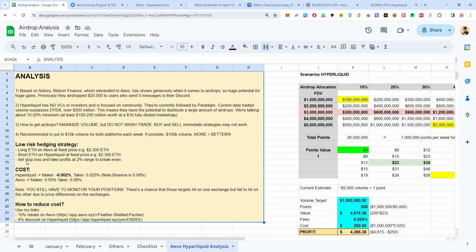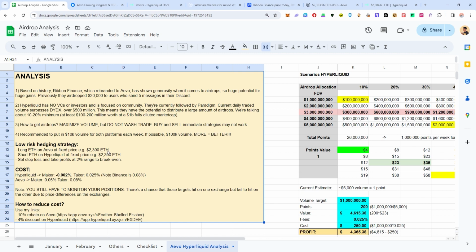You have to set your stop loss and take profit, preferably in the 2% to 3% range. So if the price is 2,300, preferably around 2,323 for the take profit, and the stop loss could be 2,277, minus 23, plus 23. That's for 1%. 2% could be in the $50 range. It's up to you how much you want to set the range.